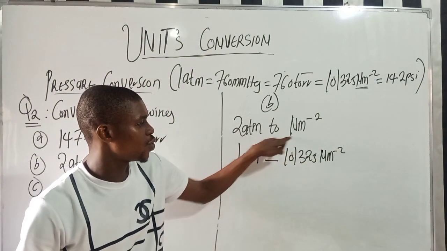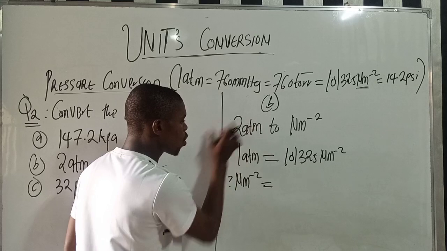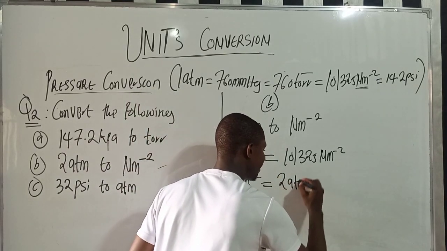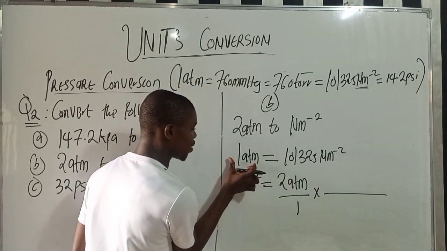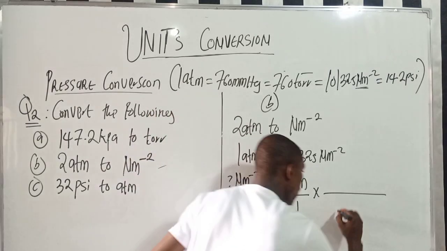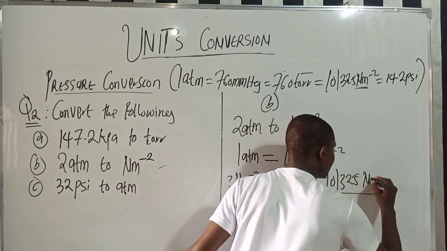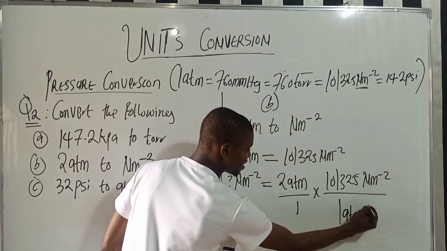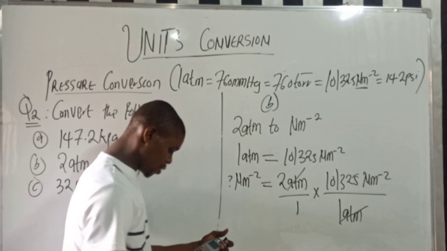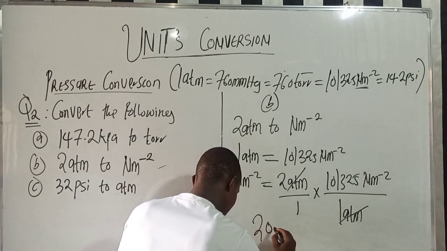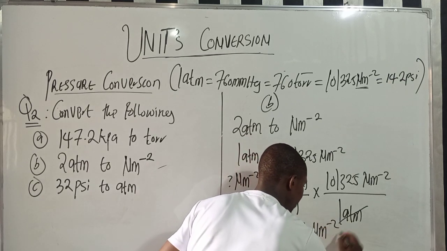So our final destination is newton per meter square. So it will be newton per meter square equals to what are we converting? We are converting 2 atm. 2 atm over one times. We already know that since my atm is at the top, this guy is going to go to the down, right? Hope you're following. So it's going to be 1 atm. Here we have 101.325 newton per meter square. From here, you can see this one here, right? So all left, you just have to punch your calculator and get your answer. Here we have 202650 newton per meter square.